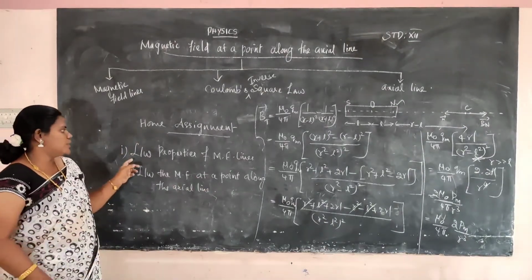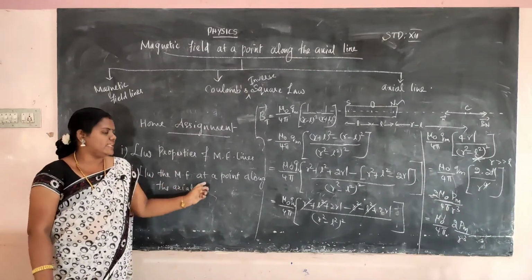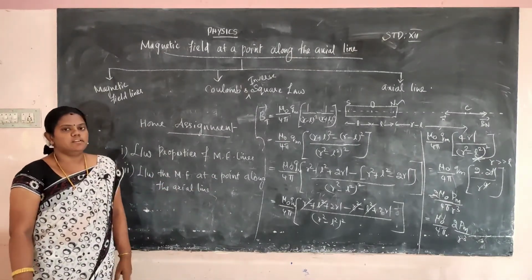Students, note down the homework. First one, learn and write the properties of magnetic field lines. And second one, learn and write the magnetic field at a point along the axial line. Okay, thank you.